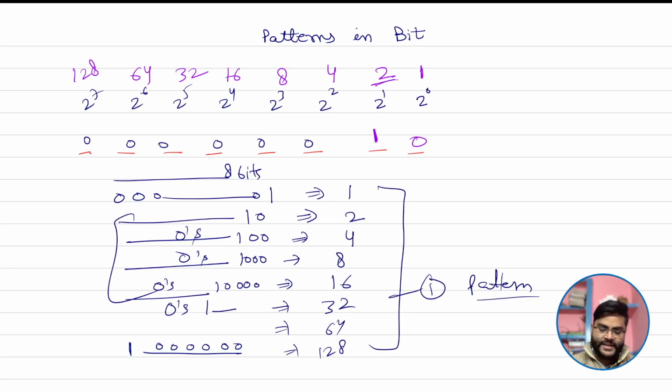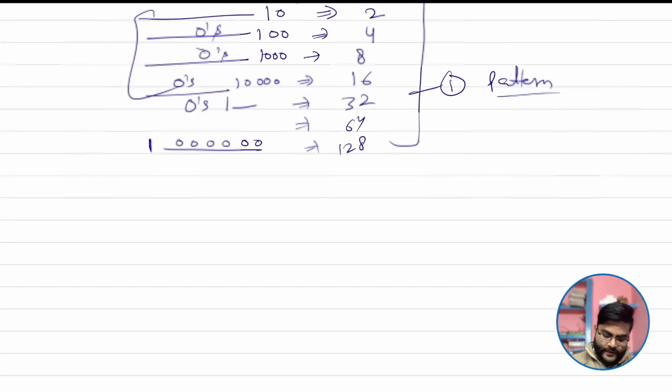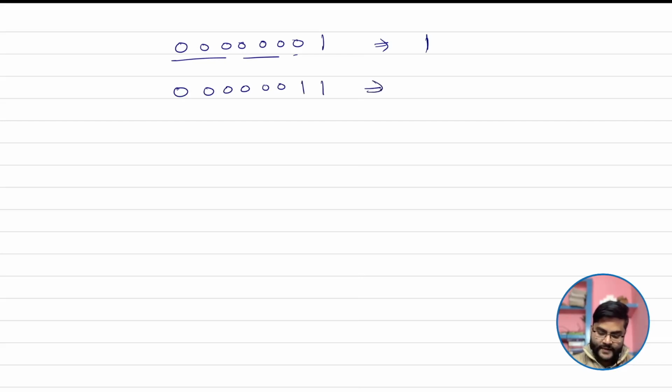So get familiar with these numbers: 1, 2, 4, 8, 16, 32, 64, 128. These are powers of 2, right? We have binary numbers, so these are powers of 2. Now, if I take another pattern, let's say we have 7 zeros and 1 one, it will be 1. If we have 6 zeros and 2 ones, it will be 1 plus 2, that is 3.